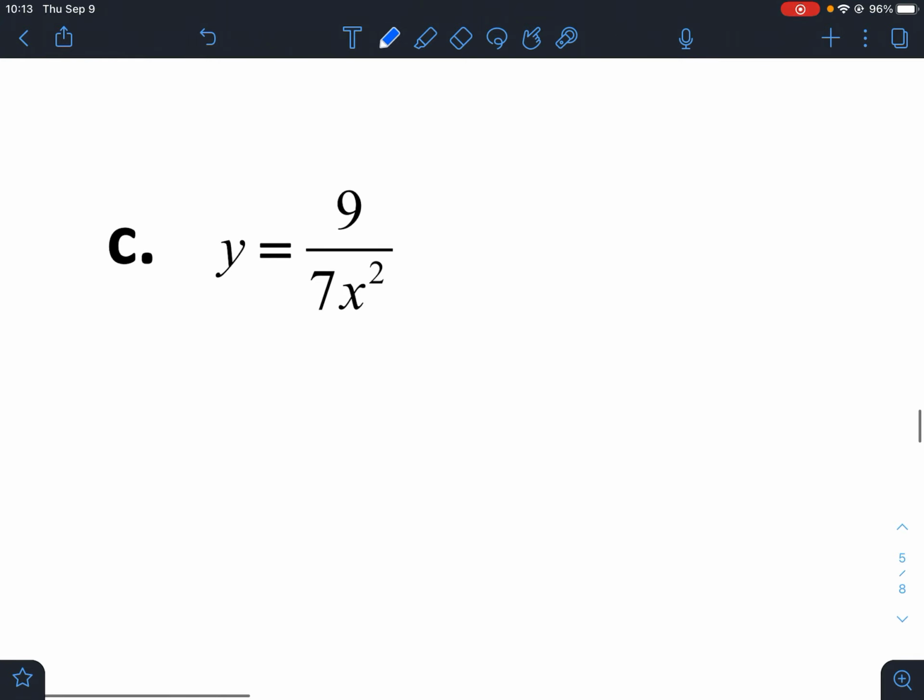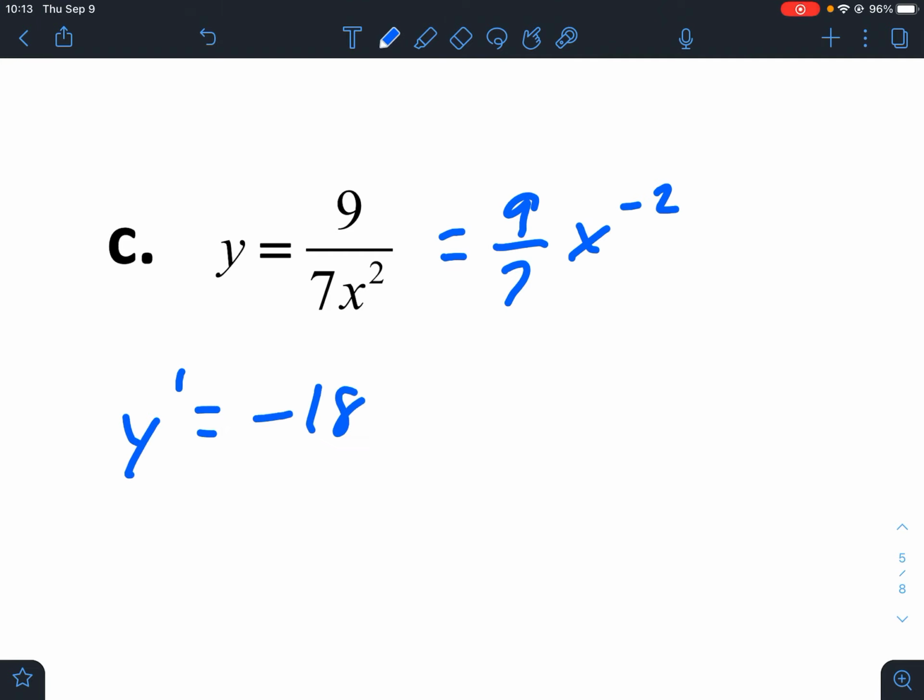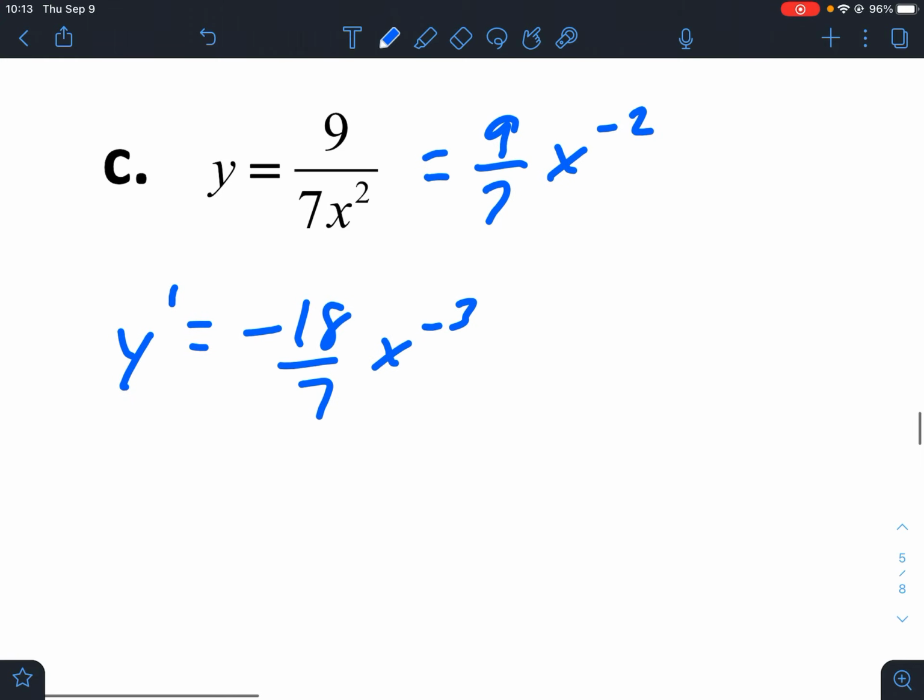For C, we want to rewrite this first like this, 9/7 times x to the -2. So then our derivative would be -18/7 x to the -3. And rewriting that would be -18/7x cubed.